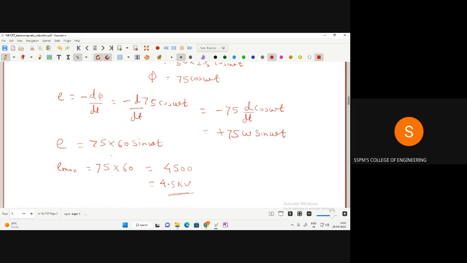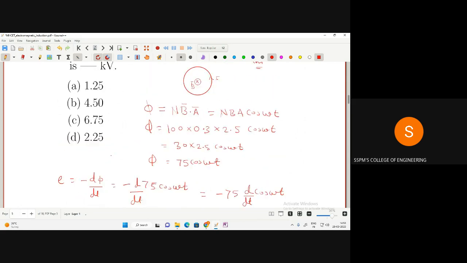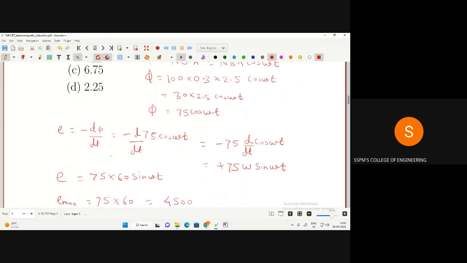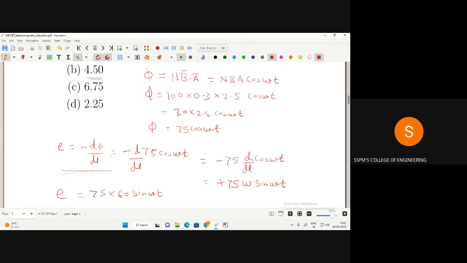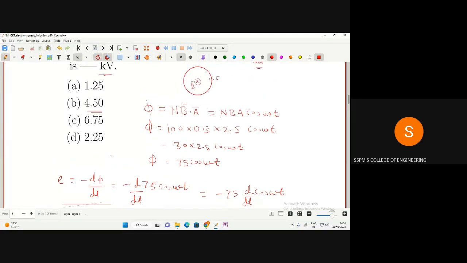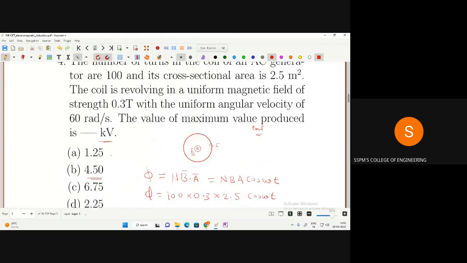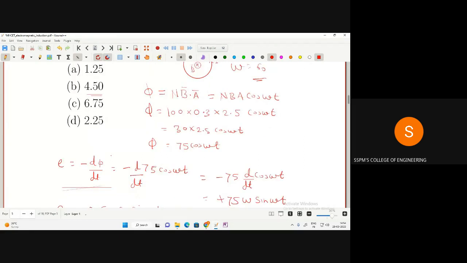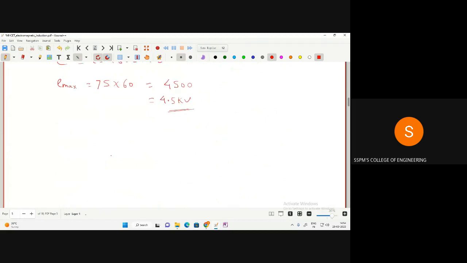The correct answer, the maximum EMF induced is 4.5 kilovolt. We require the answer in kilovolt. This example is also based on Faraday's law. But before applying Faraday's law, first you find the magnetic flux as a function of angular velocity, omega, because angular velocity is given, 60 radian per second. Omega is given, so 60. And then you solve it. So very simple to solve.